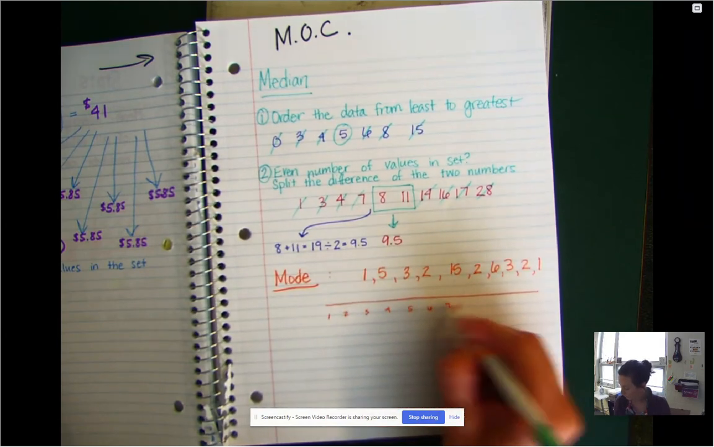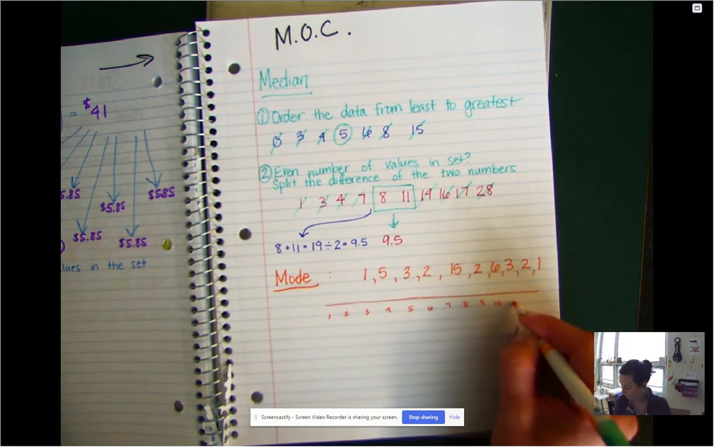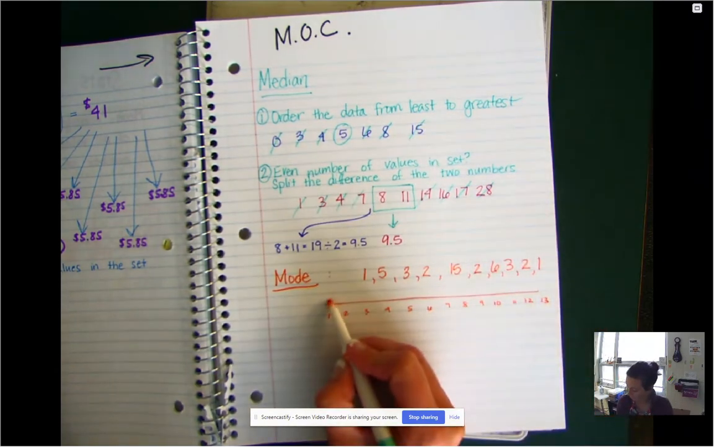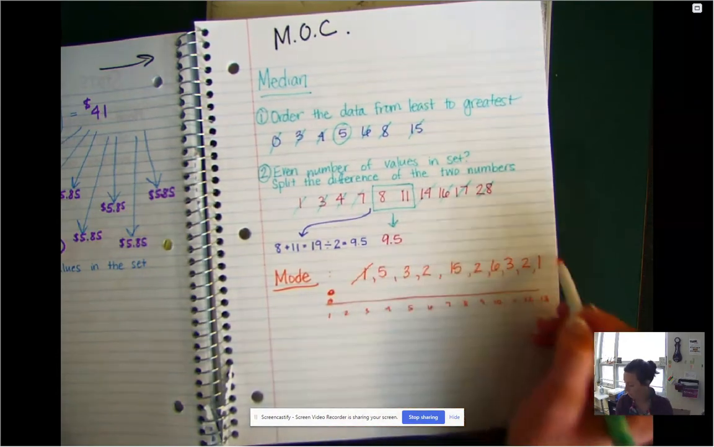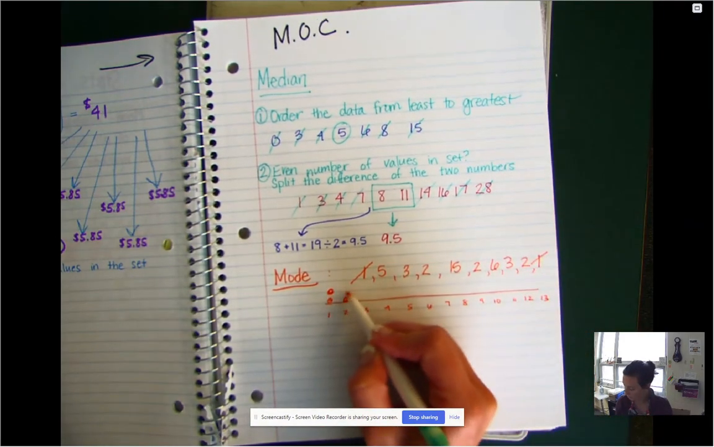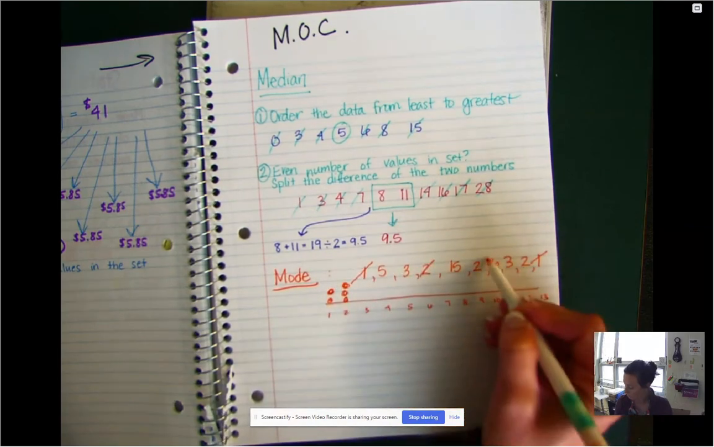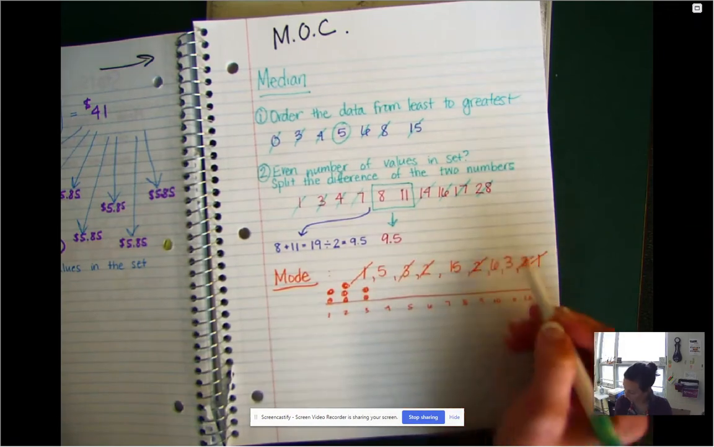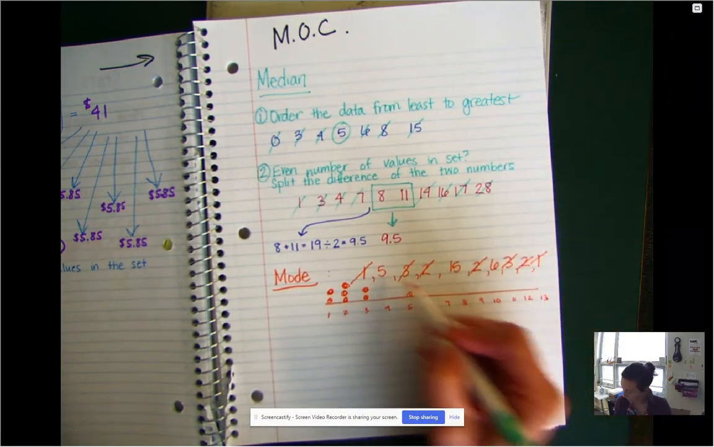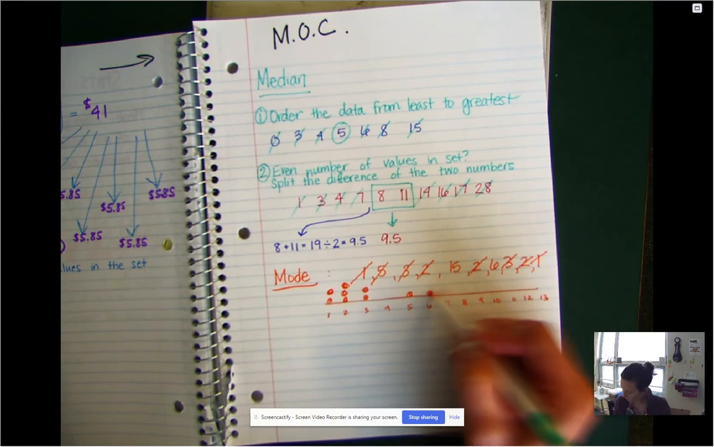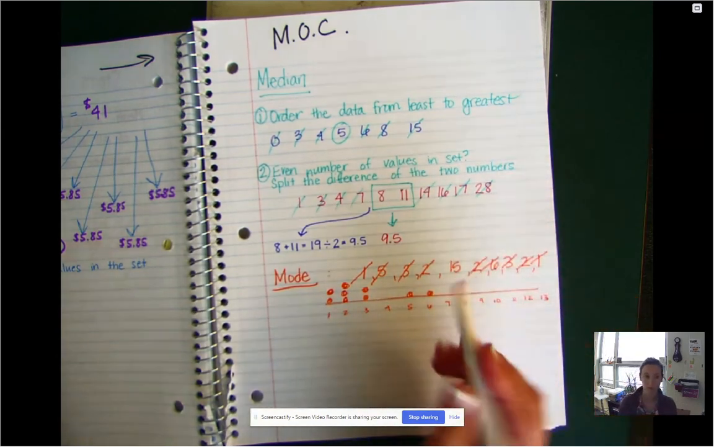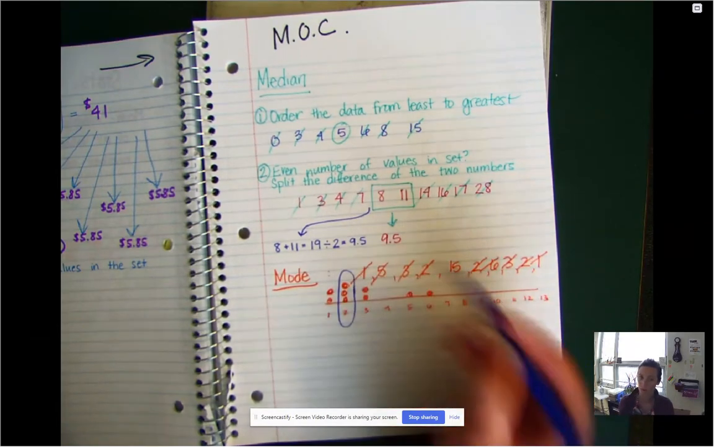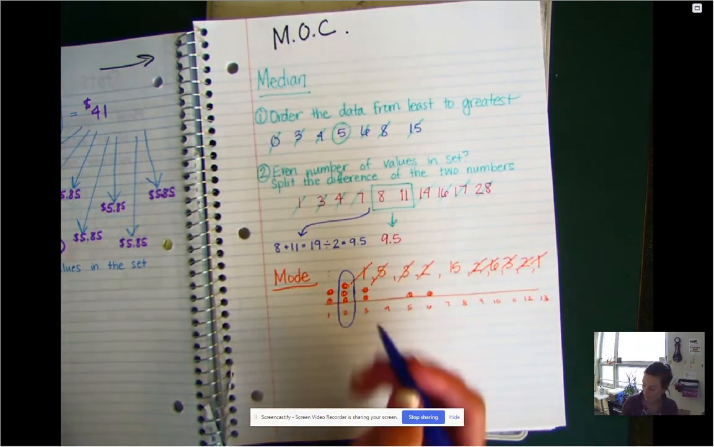6, 7, 8, 9, 10, 11, 12, 13. We keep going. So we have 2 1s. We have 3 2s. We have 2 3s. We have 1 5, 1 6, and 1 15, which is way over there. So my mode is 2 because it occurs most often in the data set.